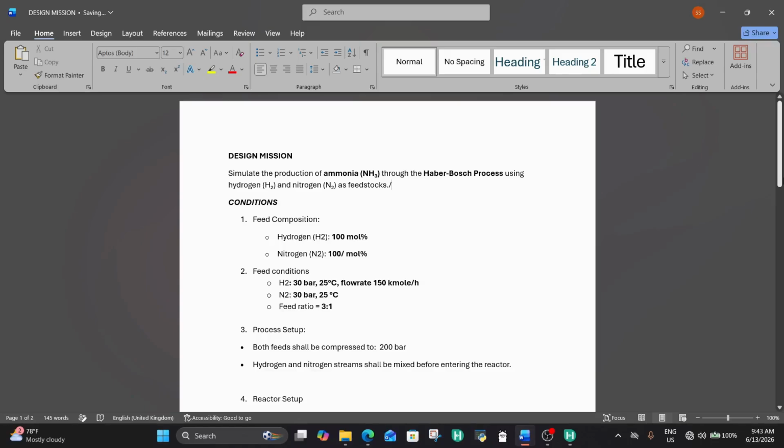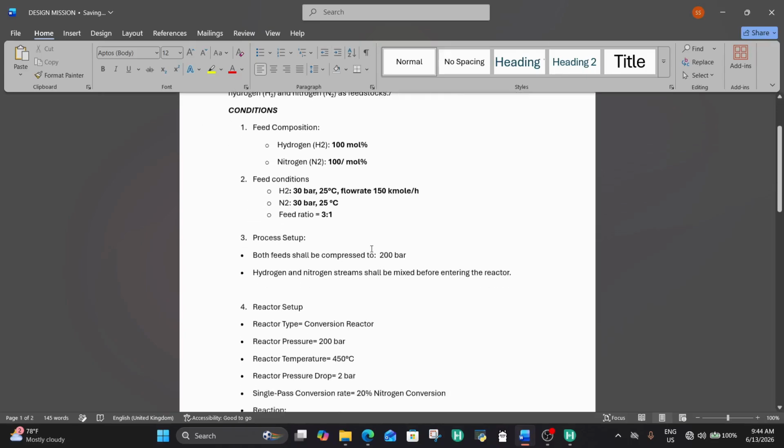Take note of the conditions. Firstly, our feed condition. We're having hydrogen gas at a mole fraction of 100%, which is equivalent to 1 in Aspen HYSYS for stream creation. Similarly, for our nitrogen stream, it's also completely 100% mole fraction. Feed conditions: our hydrogen gas is at 30 bar, 25 Celsius, with a flow rate of 150 kilomole per hour. Nitrogen gas is at 30 bar, 25 Celsius, with a feed ratio of 3 to 1. That's our hydrogen ratio to our nitrogen ratio.